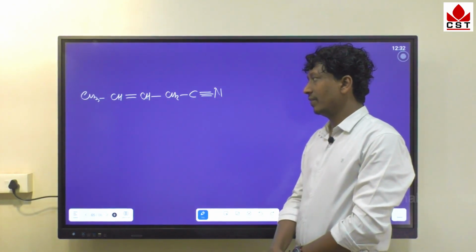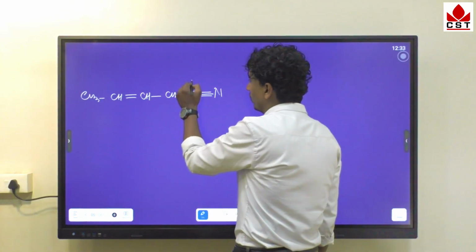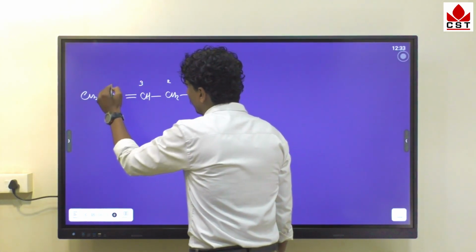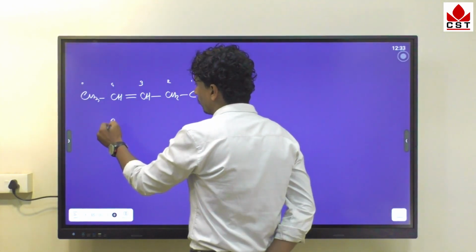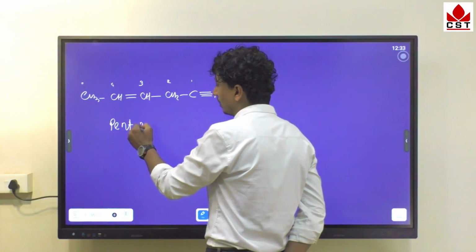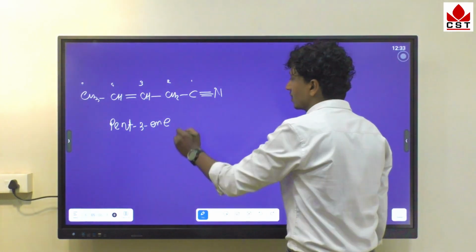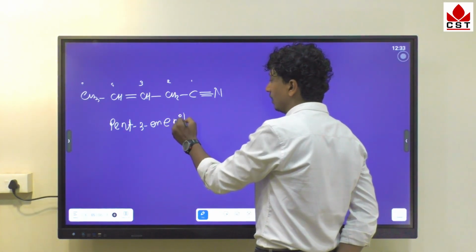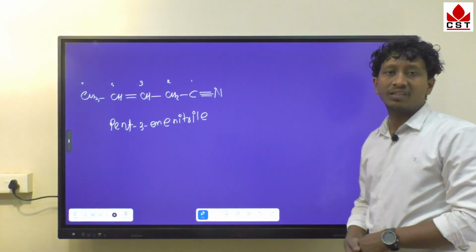And okay, now in the reaction, what is the IUPAC name of that compound? Carbon number 1, carbon number 2, carbon number 3, carbon number 4, and carbon number 5. It is a 5 carbon chain, with a double bond at carbon number 3. It is a pent-3-ene, and the C triple bond N in IUPAC is called nitrile. The compound is called pent-3-enenitrile.